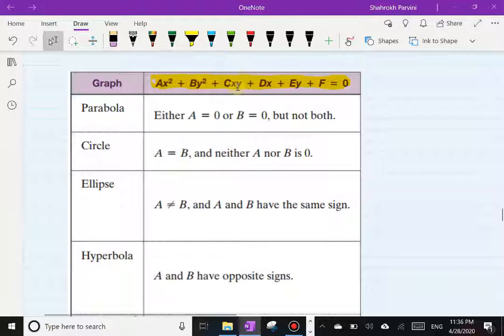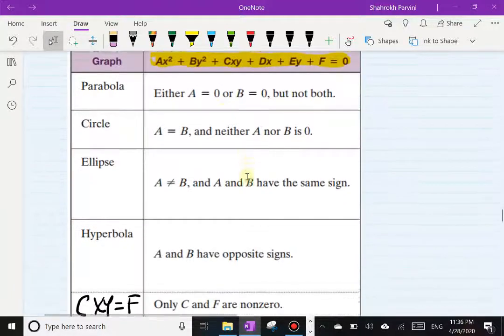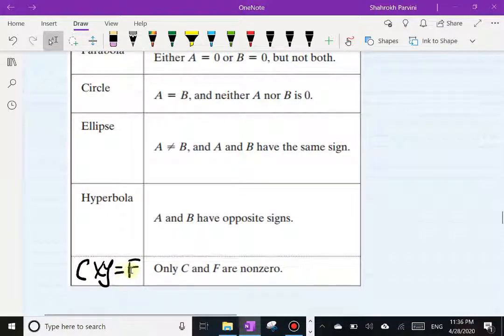Now, if you only have cxy and f, only those 2, there is no x term, no y term, no y squared, no x squared term, so only c and f are non-zero, then this is, of course, going to be a hyperbola. And there you have it. And of course, in the book, there you go, we have 2 forms of the hyperbola.